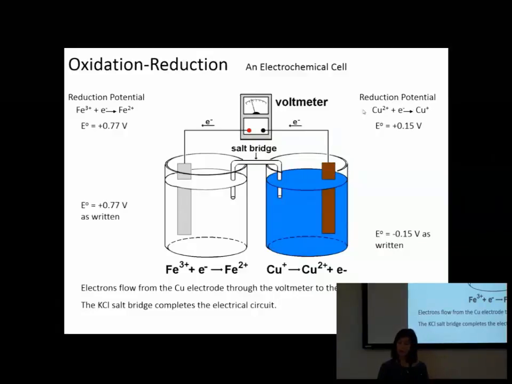When you reverse a reduction to oxidation, you're going to change the sign on the standard reduction potential because the opposite's happening. So what we're going to do is then add the two. You're going to add the reduction potential for whatever's being reduced, and then you're going to add, or really subtract, the reduction potential for what's going to be oxidized. So we can predict that our voltmeter, if we have 1 molar concentrations for all these ions, should read 0.62 volts.